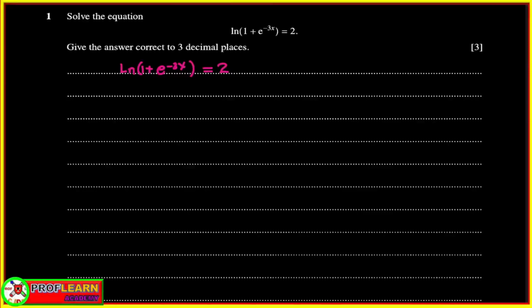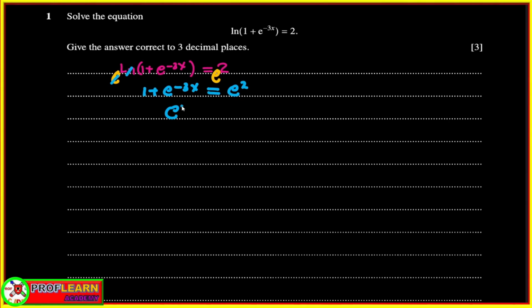Now, if you look at this question, the first thing that we need to get rid of is ln. And to get rid of ln, we are going to introduce an exponent on both sides. So if we introduce e on both sides, ln and e are going to cancel out. We remain with 1 + e^(-3x) = e^2.